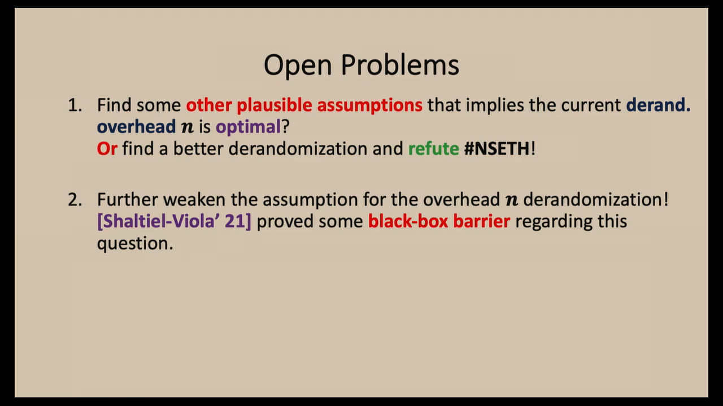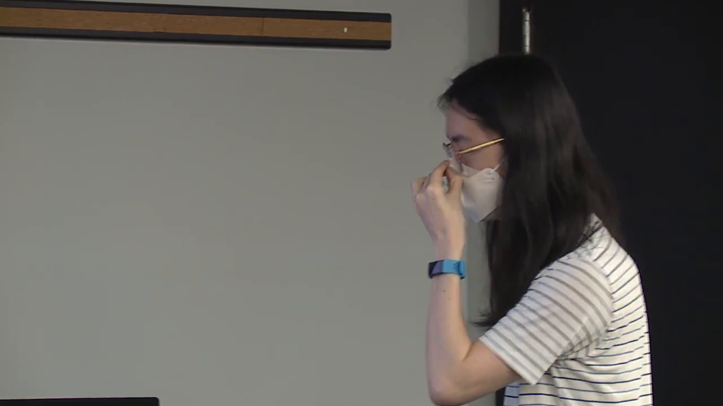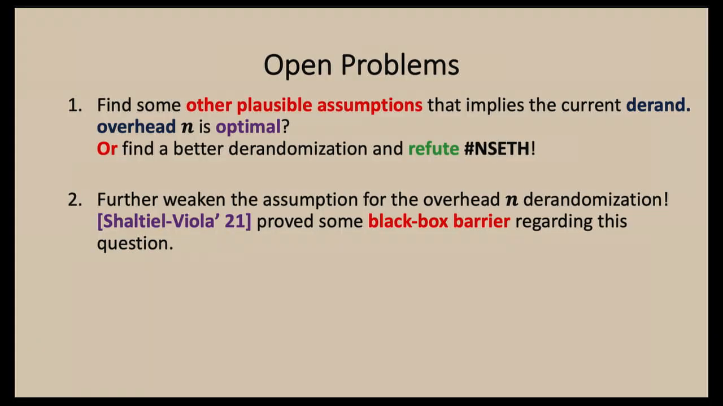by Chen, Tell and Viola. They proved that there's some black box barrier regarding this question. Oh, it's probably in 2020. It's 2022. Yeah, okay, it's 2022. Yeah, sorry. So they essentially also answered a question about the other result. They proved that you cannot start from hardness against E to get this super fast derandomization, at least using some black box method.